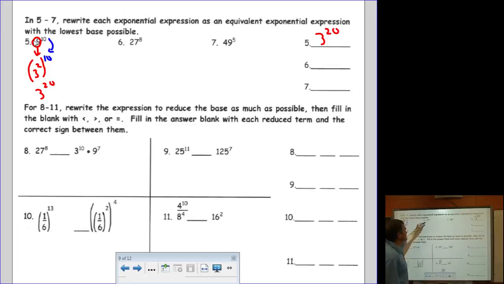The next one has 27 to the 8th power. 27 is a perfect cube. It can be rewritten as 3 to the 3rd power. But of course, since the 27 was to the 8th power, the 3 to the 3rd needs to be to the 8th power. Then you can use the power to a power rule and rewrite this by multiplying the exponents together and get 3 to the 24th power.